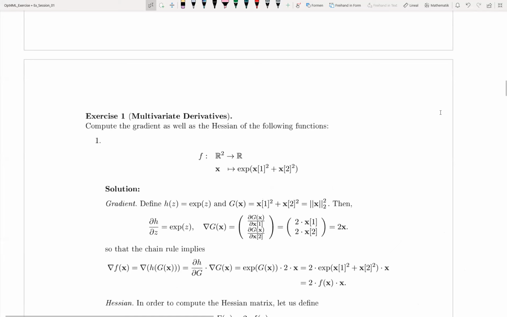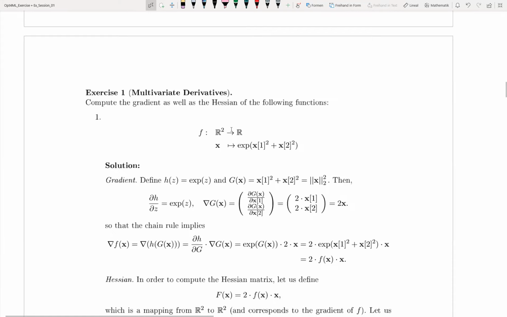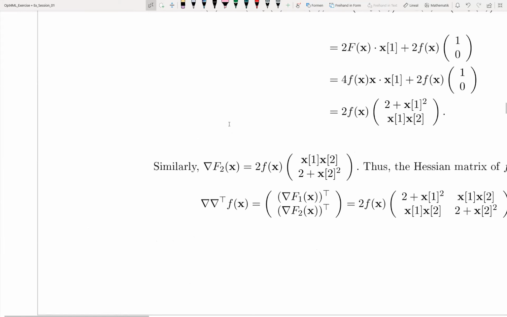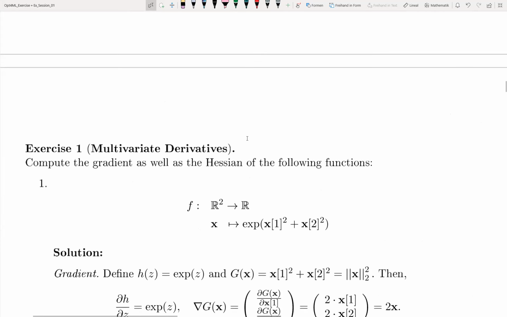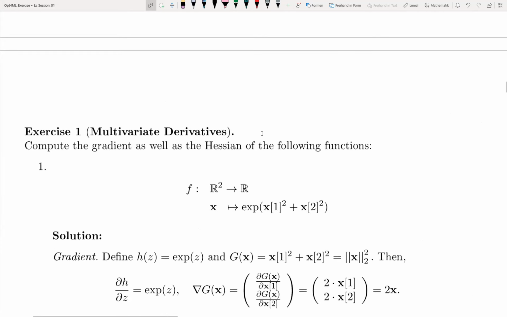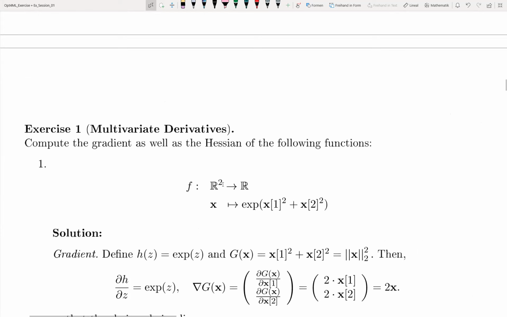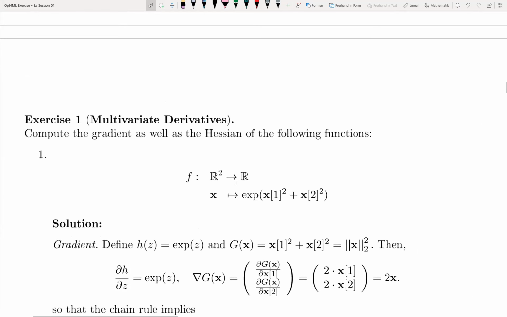All right, so let's have a quick warm up. This is the first function. Our first function is mapping two-dimensional vectors to the real-valued numbers. We could also here, of course, use any dimension d, but just as a warm-up, I decided to take dimensionality 2.